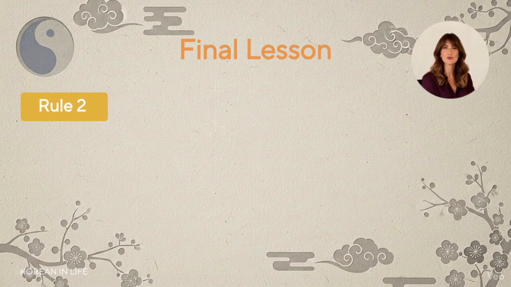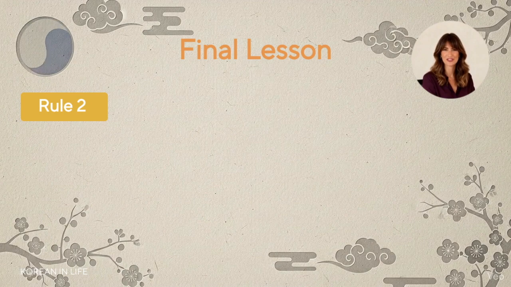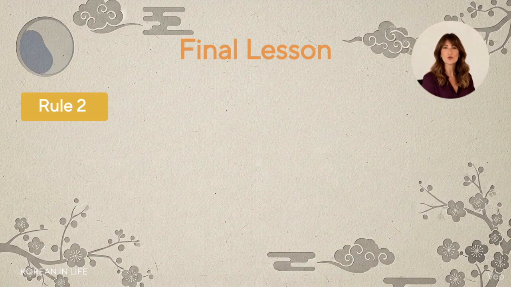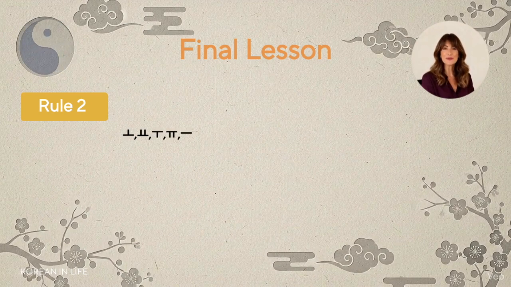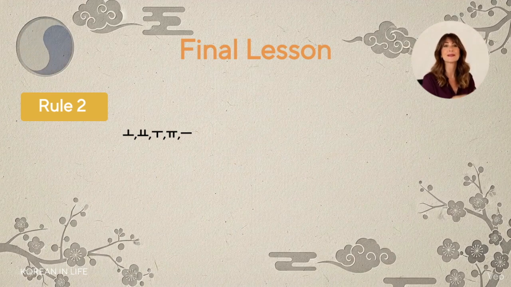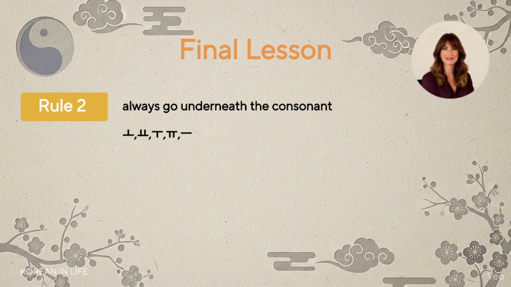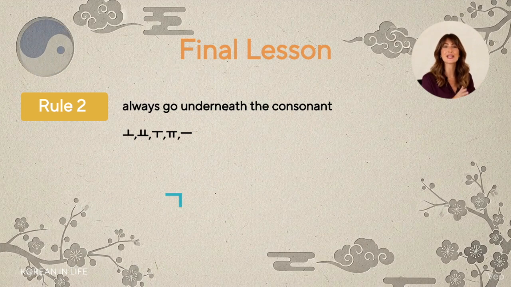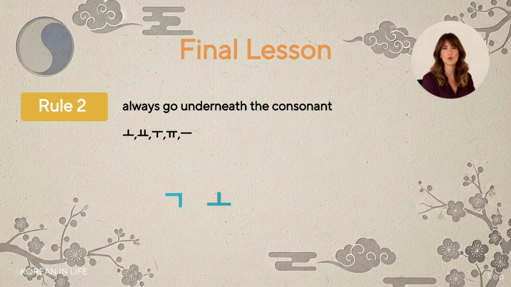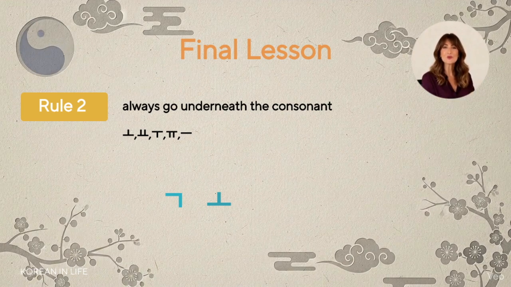Rule number 2. How about the short vowels that are long horizontally, like o, yo, u, you, and u? These vowels always go underneath the consonant. When the consonant kiok meets the vowel o, it sticks to the bottom and becomes go.